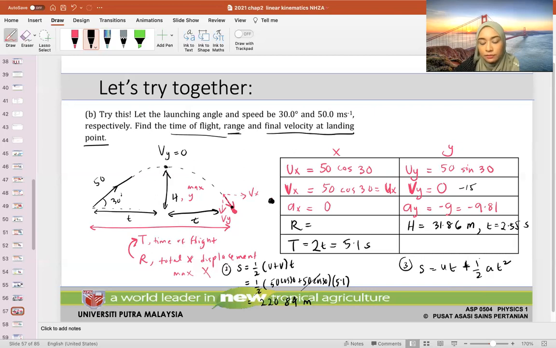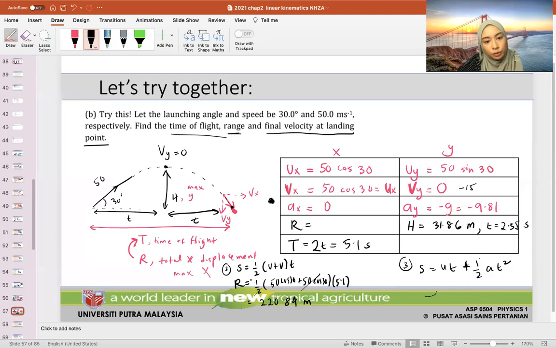So why did I use 50 cosine 30 and not 50 sine 30? Kenapa saya pakai 50 cosine 30? Calculate range use X. Betul. Sebab nak X component. Because we're finding range, which is the X displacement. So we are only concerned about the X component lah. So the S becomes X ataupun R in this case.